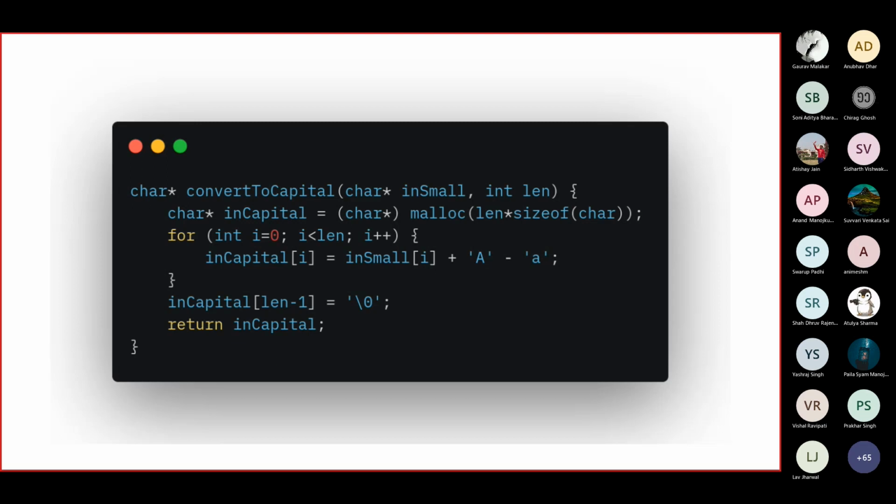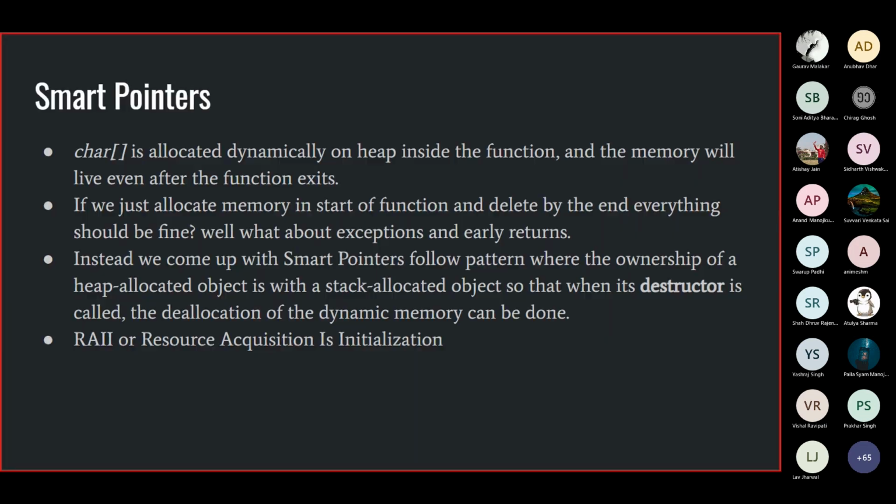So basically we don't free that memory, right? I'm allocating it, but I'm not releasing that memory. So what we are doing is we have a character array that is allocated on the heap inside the function, and that memory will live on even after the function exits. But we have to release that memory, right?